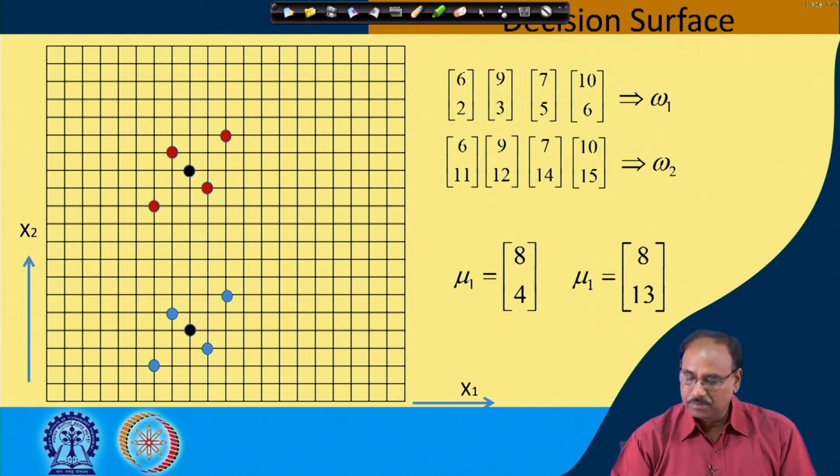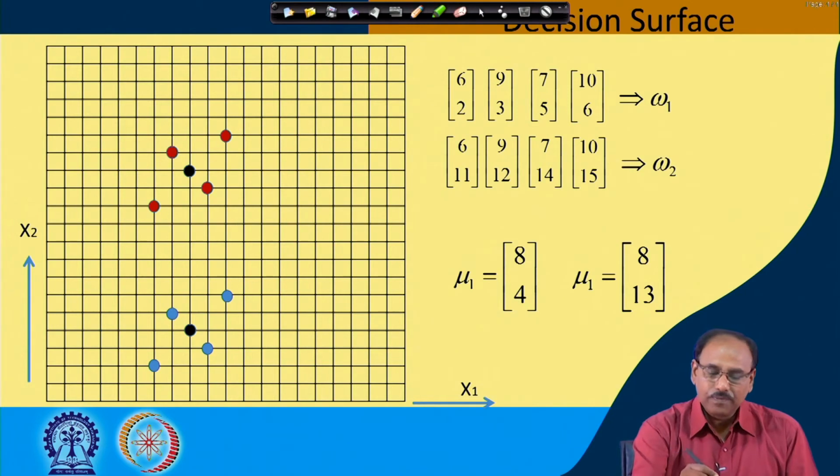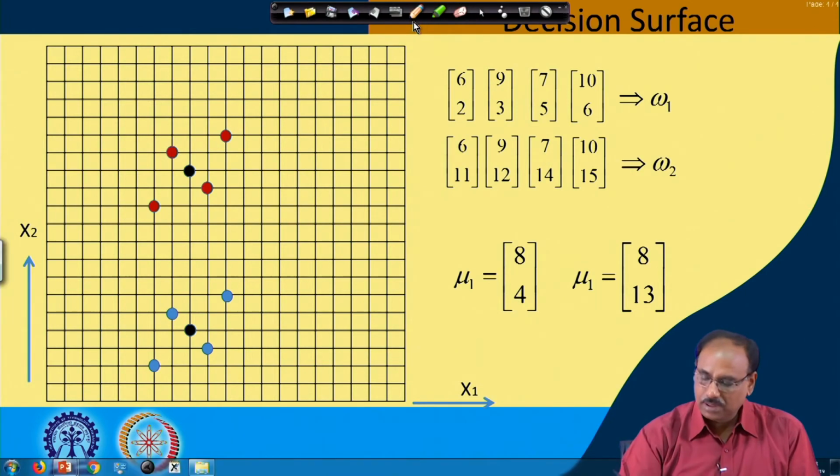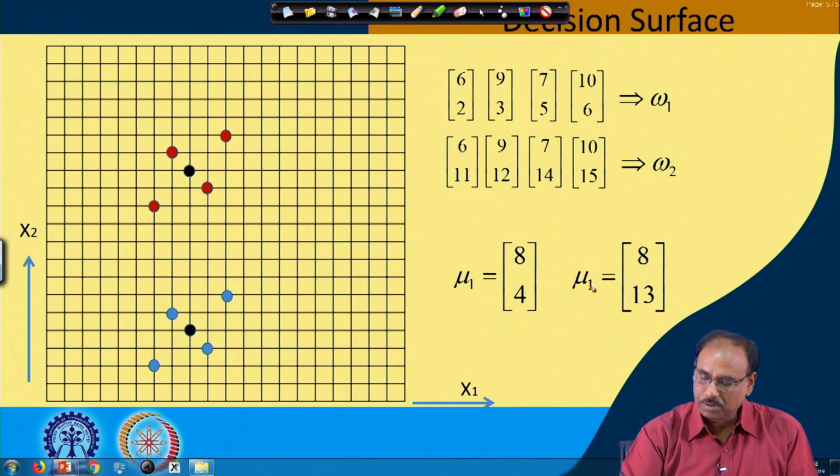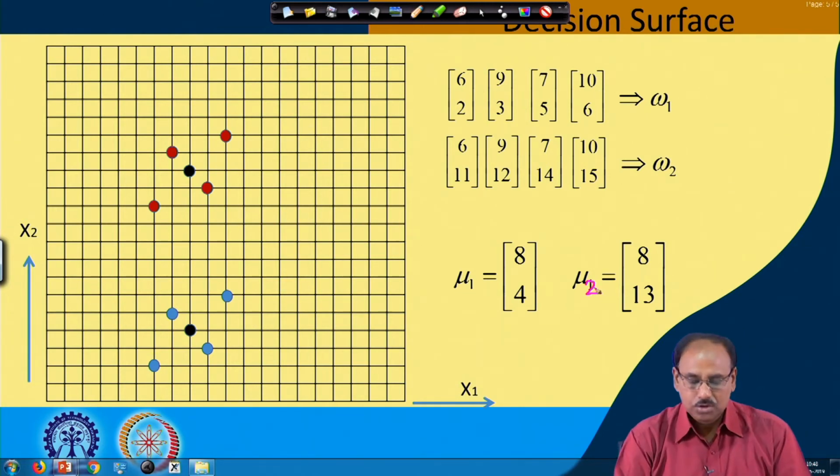Again there is a mistake. The second one here, this mu 1, actually should be mu 2. This is not mu 1, but it is mu 2. So, mu 1 is equal to (8, 4) and mu 2 is equal to (8, 13). They are the mean vectors of the feature vectors taken from class omega 1 and class omega 2.